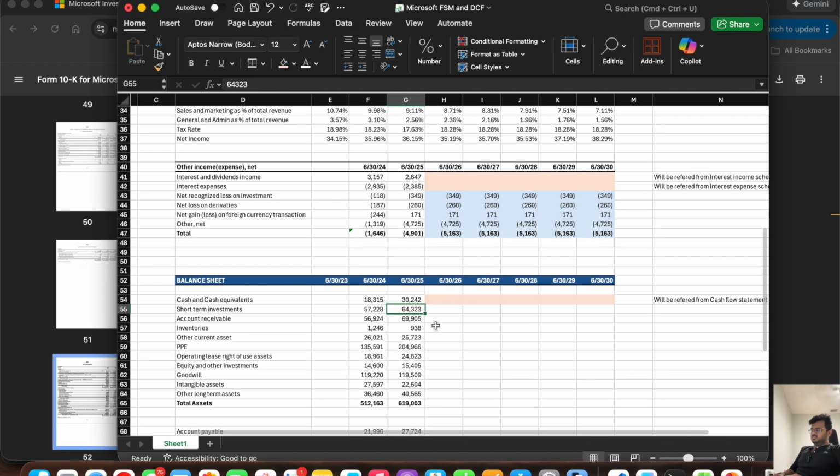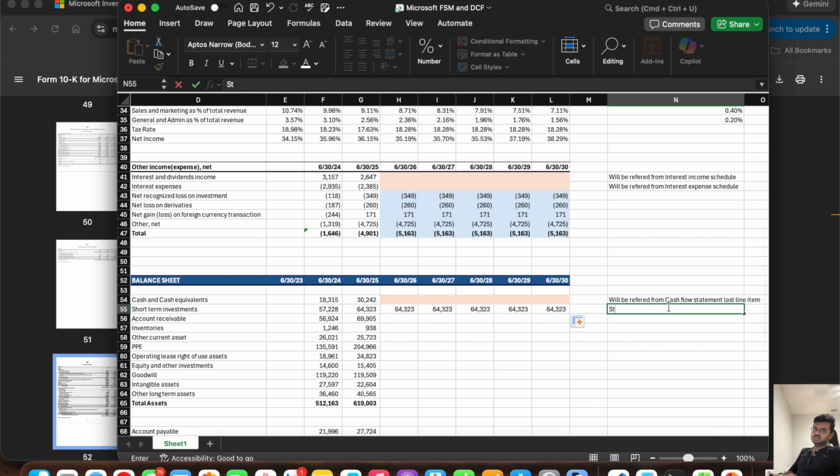We can assume that it will grow further in the upcoming years, but they already have $64 billion in marketable securities as a short-term investment. Even that's a very huge number. So I'm not going to increase that number further. I will assume the number is going to be the same for the next 5 years as well. I'm just going to assume a straight line growth, with neither an increase nor a decrease.